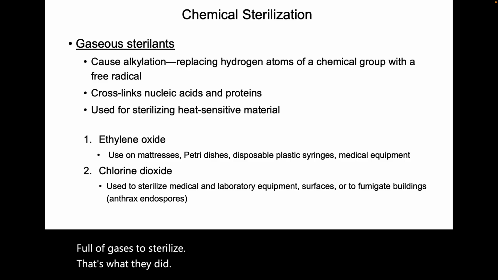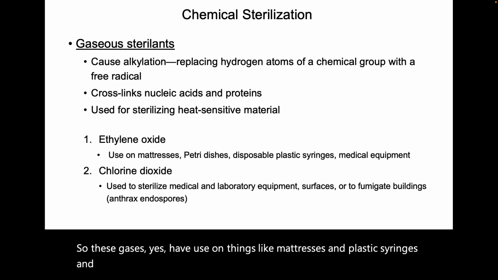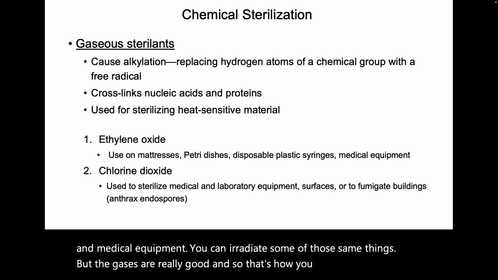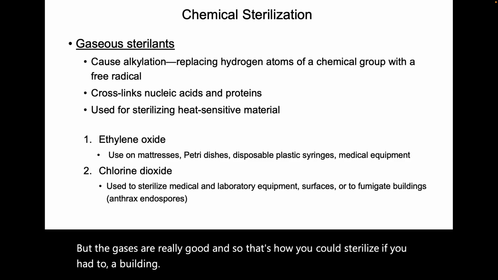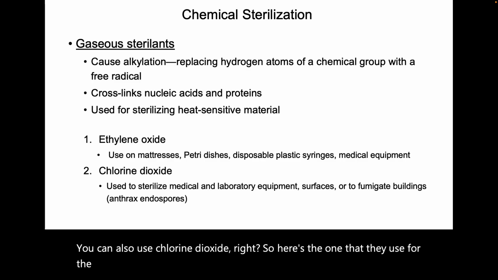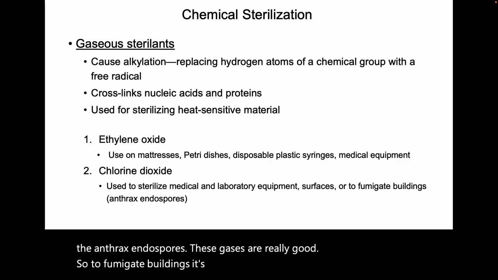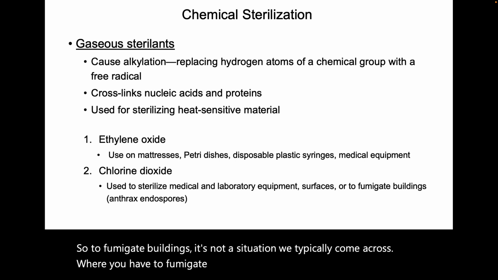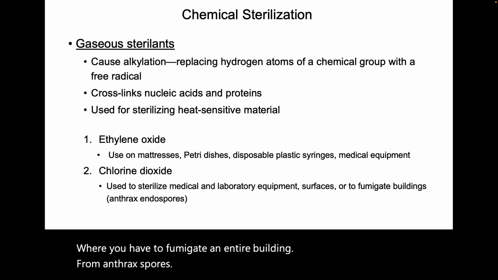So these gases have use on things like mattresses and plastic syringes and medical equipment. You can irradiate some of those same things. But the gases are really good. And so that's how you could sterilize, if you had to, a building. You can also use chlorine dioxide, right? That's the one they used for the anthrax endospores. These gases are really good to fumigate buildings. It's not a situation we typically come across where you have to fumigate an entire building from anthrax spores, but it's not unprecedented. So there is a way to do it.